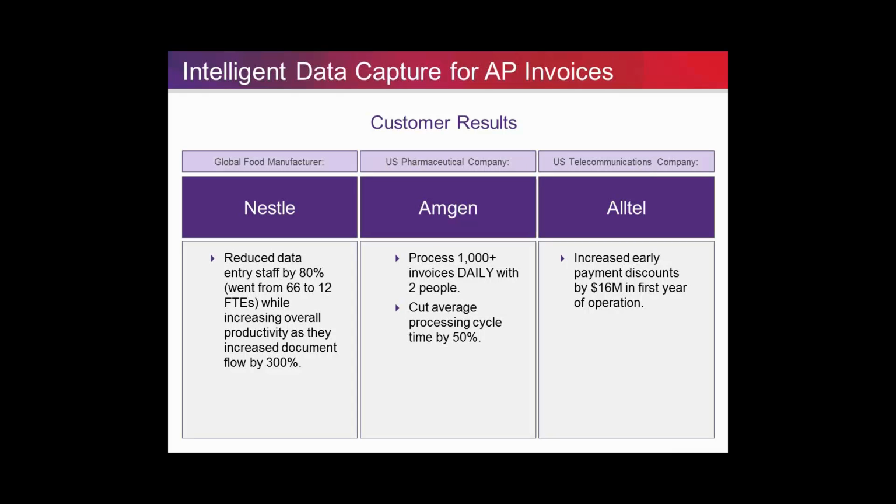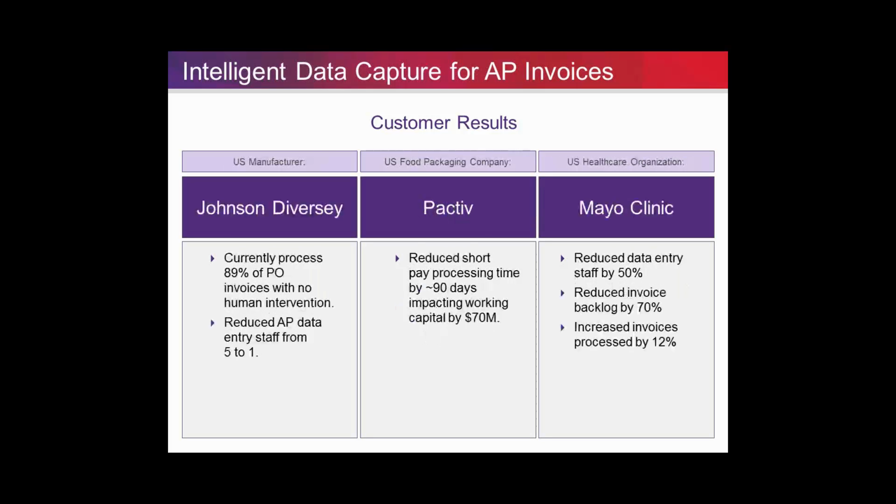Early payment discounts. If you're able to process these invoices quicker, are you able to run after discounts that you previously weren't able to obtain? You know, Amgen just taking 1,000 invoices and being able to process those with just 2 people. So these are all pretty powerful numbers here.